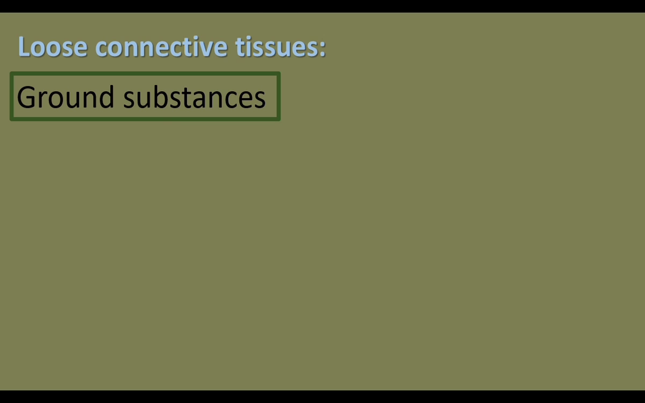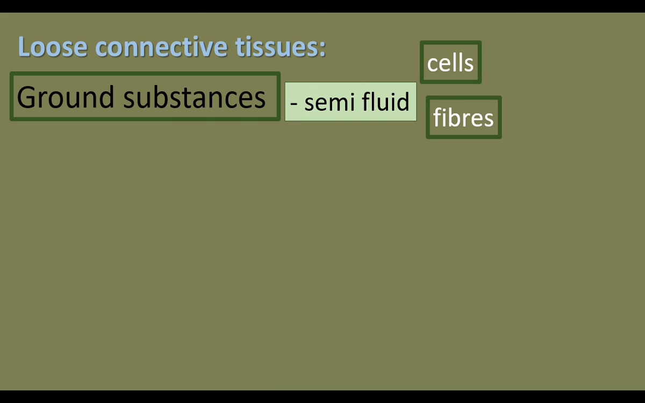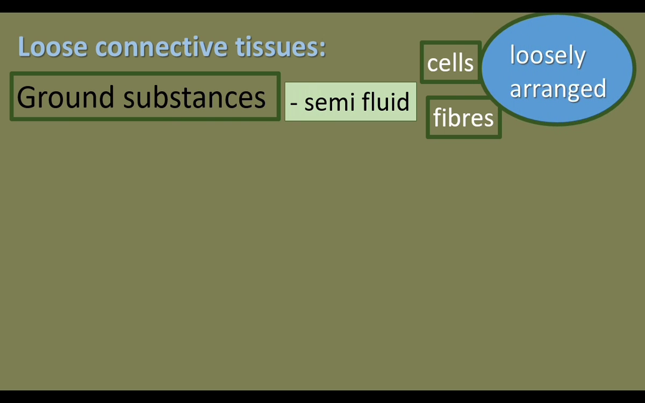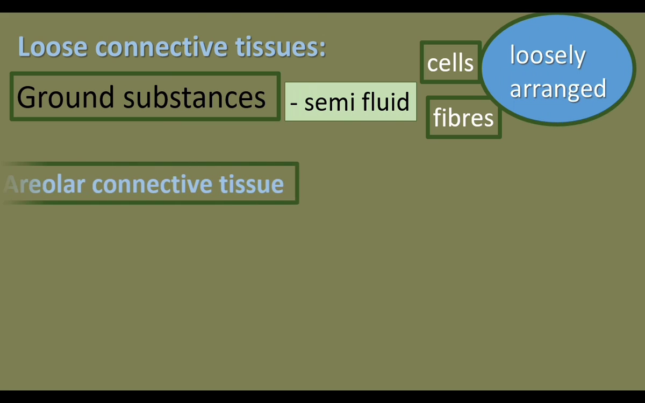In loose connective tissue, the ground substance forms a semi-fluid. The semi-fluid ground substance contains cells and fibers. Cells and fibers are loosely arranged in loose connective tissues. The first type of loose connective tissue is areolar connective tissue. It forms a foam-like appearance.